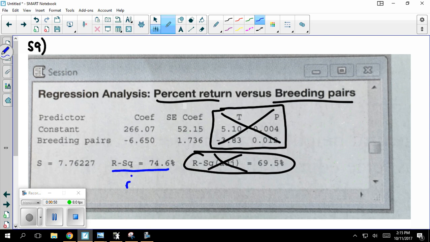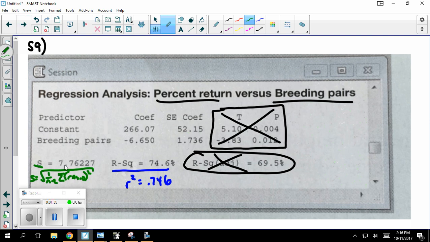That's r squared. We usually write it like this, and sometimes we'll write it like 0.746 instead of 74.6%. Likewise, this number next to it is the standard deviation of the residuals. This is the one that's the square root of 1 over n minus 2 times the sum of the residuals squared. This tells me the typical amount that I'm wrong. So for example, here at 7.76, this means when I use the linear regression equation to predict percent return based on breeding pairs, I'm usually 7.76 off. That's typically how wrong I am.